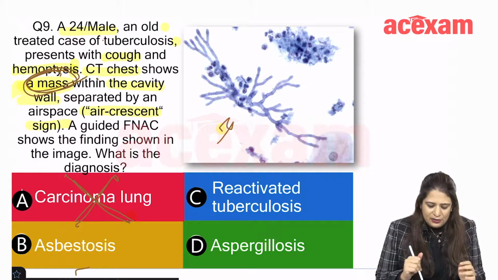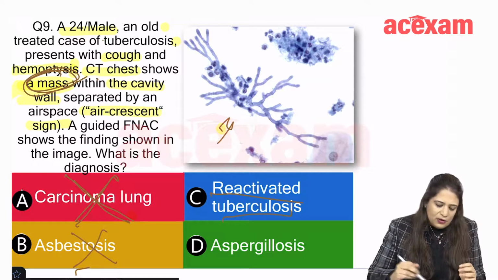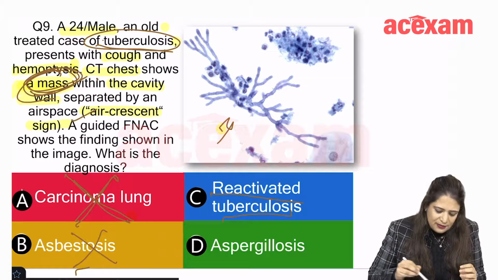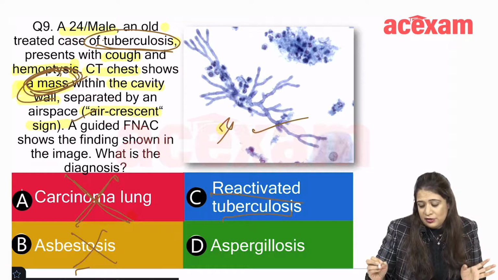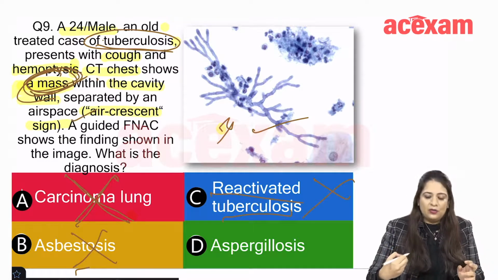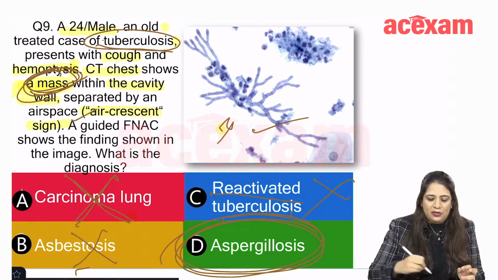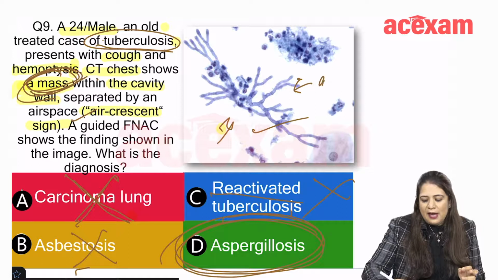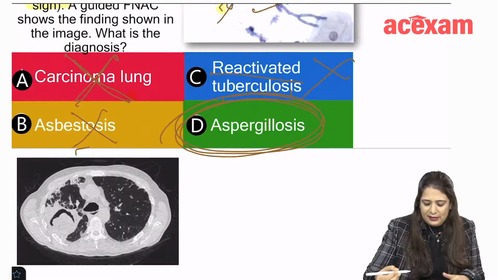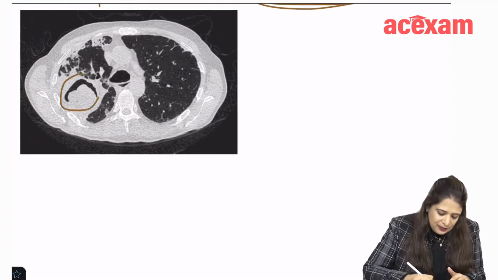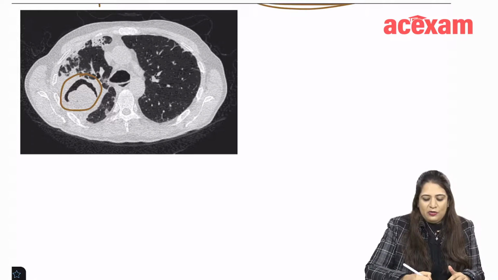Is it asbestosis? No, not at all. Is it reactivated tuberculosis? Is this history of TB being provided here? But what about the mass, the air crescent sign, and this thing which is seen here? It is also not tuberculosis. It is actually aspergillosis. So this is the aspergillus, the fungus, which is giving all of these signs. And which is this sign? This is the air crescent sign which has been given to you in this question.